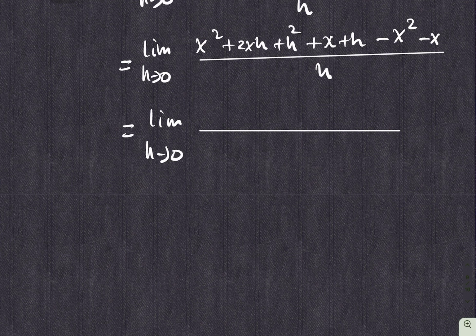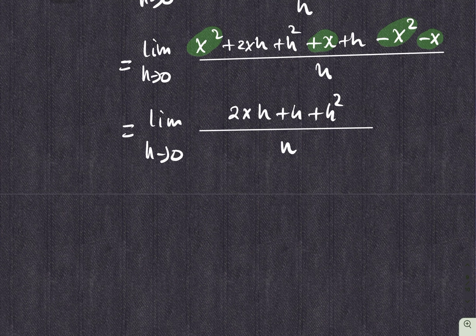You get some term being there. Some terms are going to undo each other here. This term and that term are going to undo each other, and this term and this term are going to undo each other there. You are left with 2xh plus h squared divided by h. This is what you are left with.